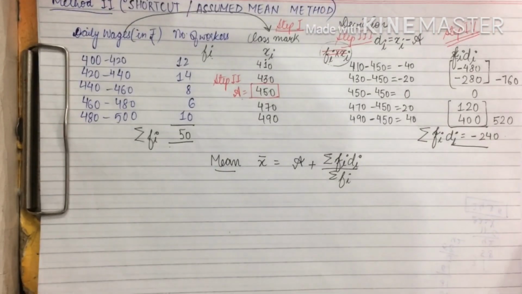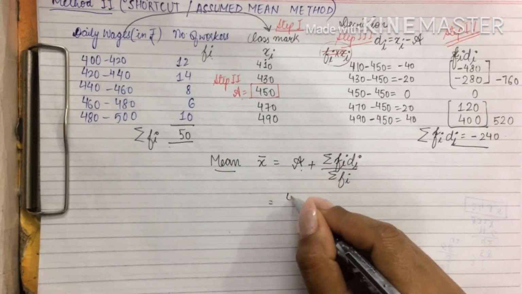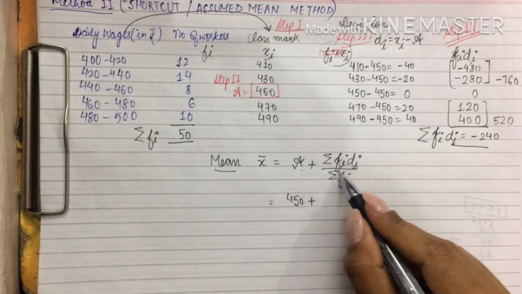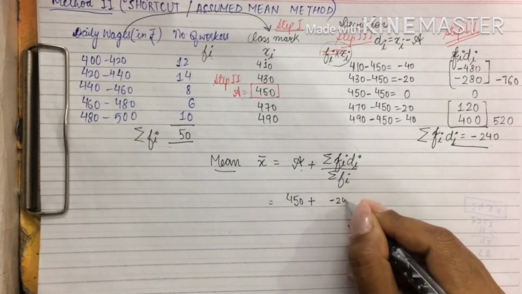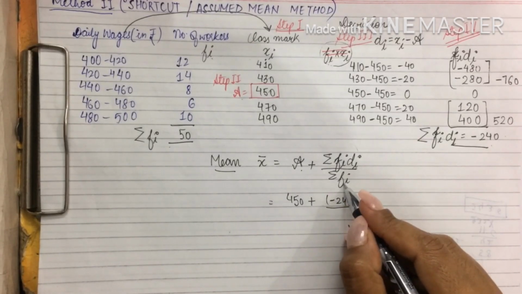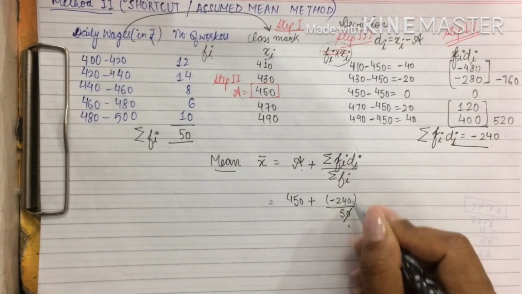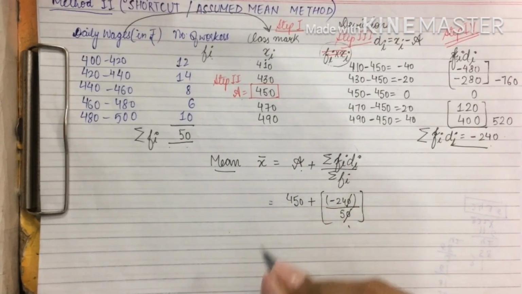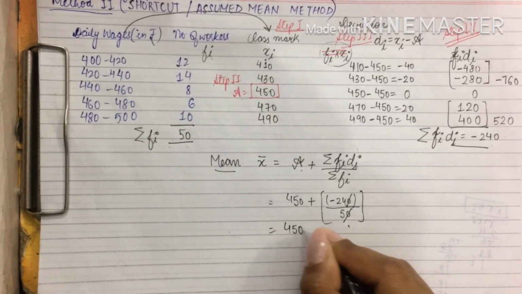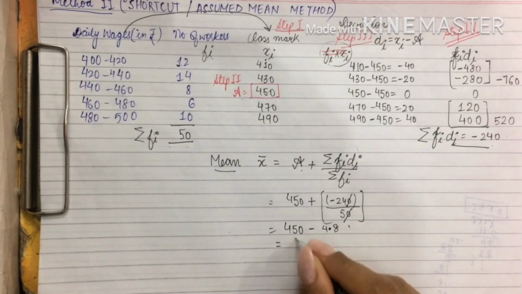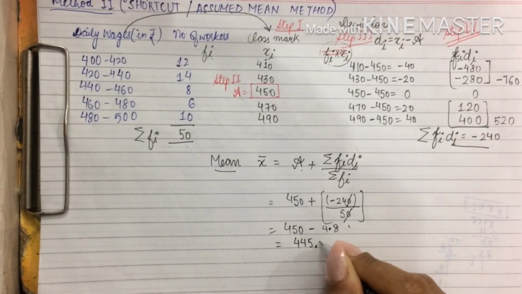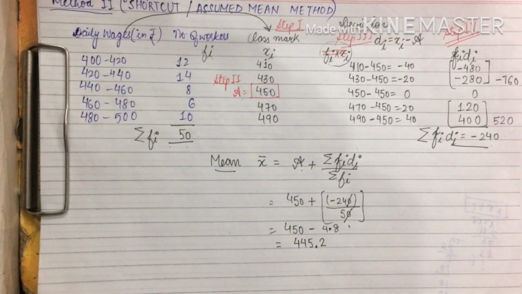Let's use the values and find the mean. The assumed mean was 450 plus the total of the product of frequency with deviations, minus 240, over the number of frequencies, which is 50. Solve this first and then add with 450. This gives me minus 4.8, so 450 minus 4.8 is 445.2. So this is the average value, or the mean value, using the shortcut method or assumed mean method for grouped data.